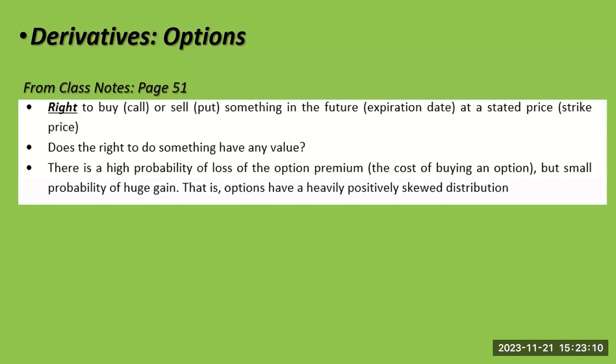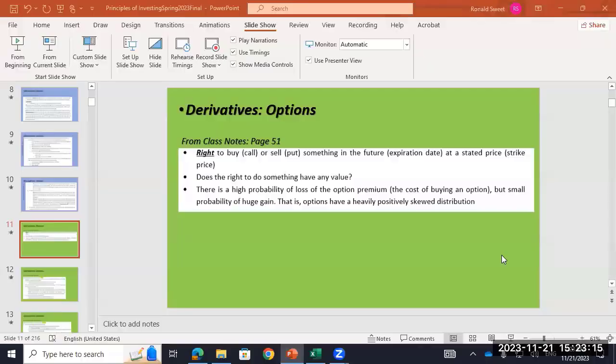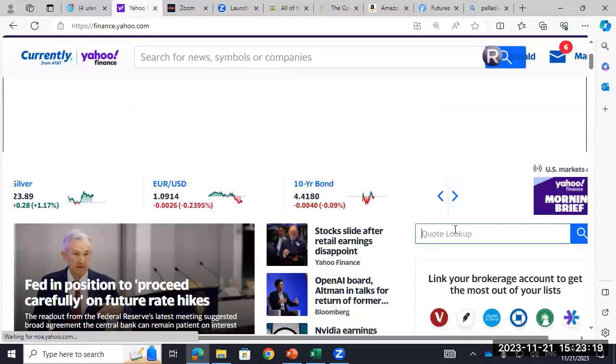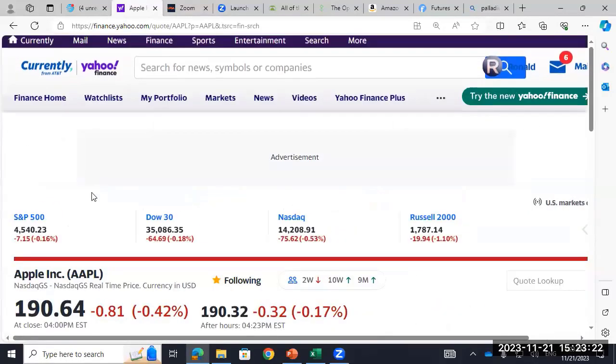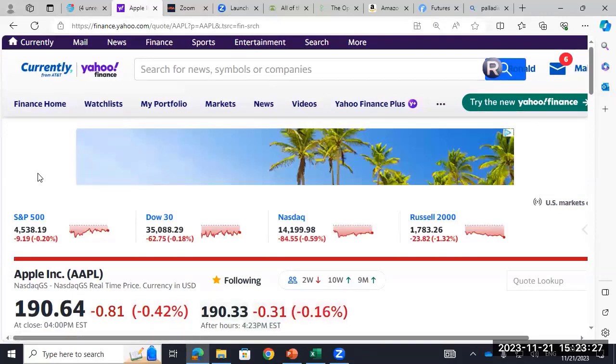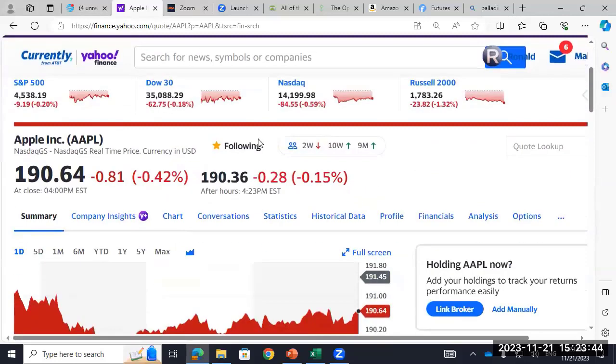Does the right to do something have value? So let's look at this. I usually get the wrong answer first, but let's see if y'all can do that. Let's look at Apple. Apple's trading for 190. If I gave you the right to buy Apple for $210, would that be of any value to you? Would you pay me money? You can buy for 190 right now. Would you pay me money for the right to buy for $210? And what's the answer? It sounds like a no.